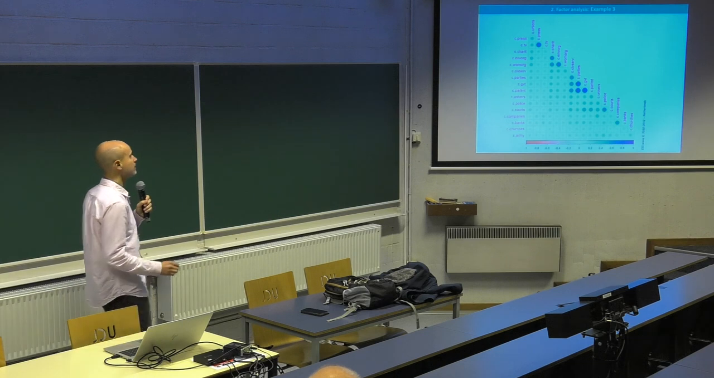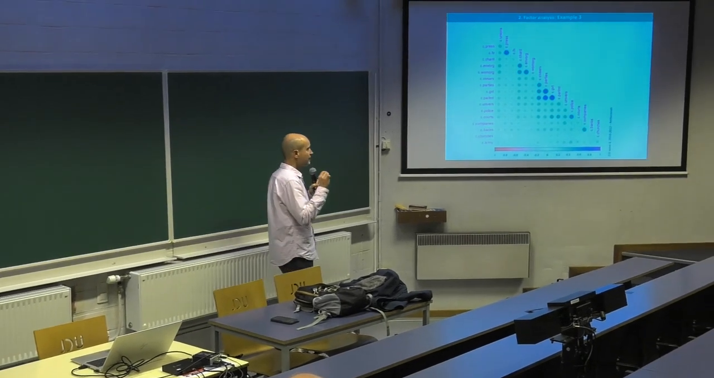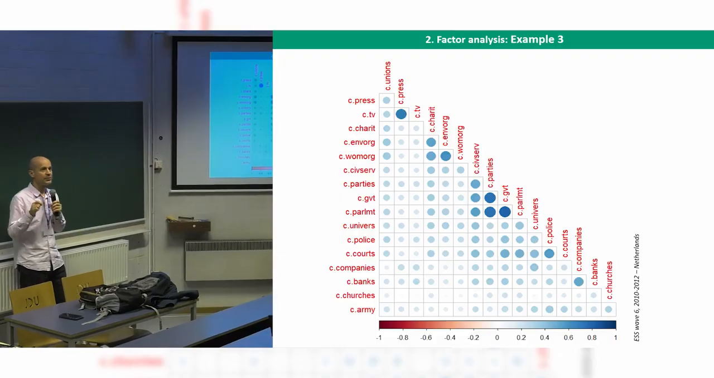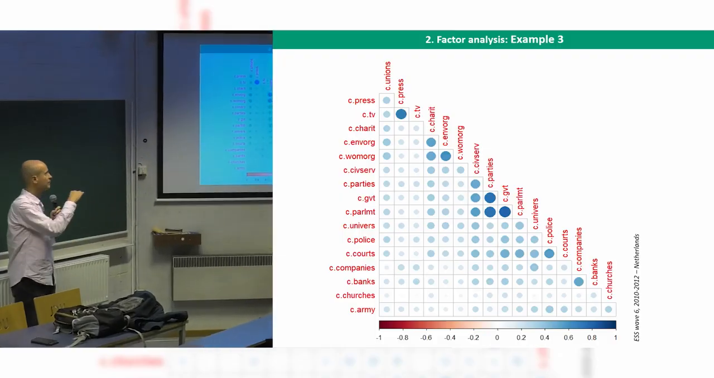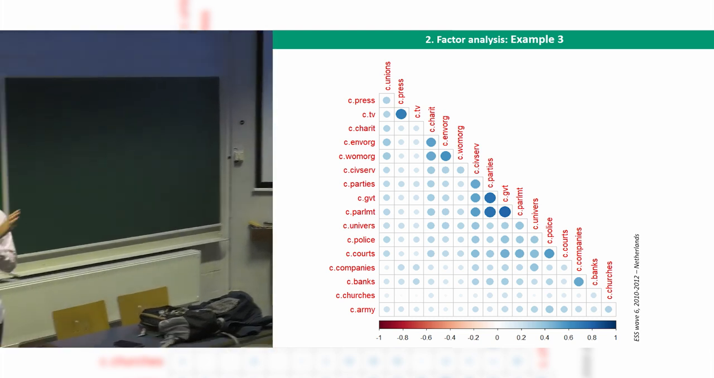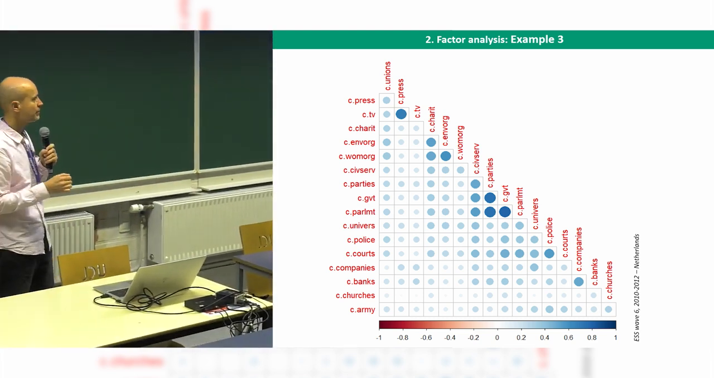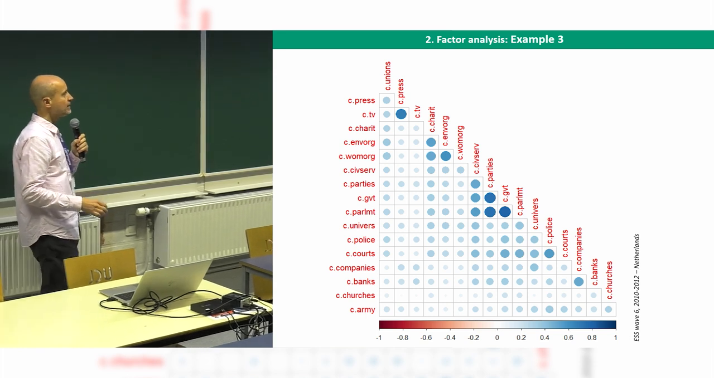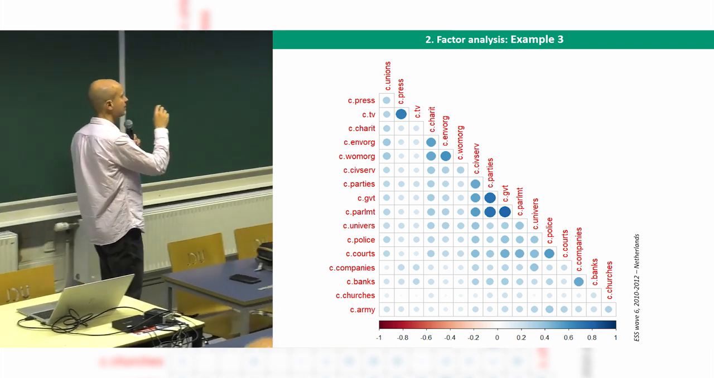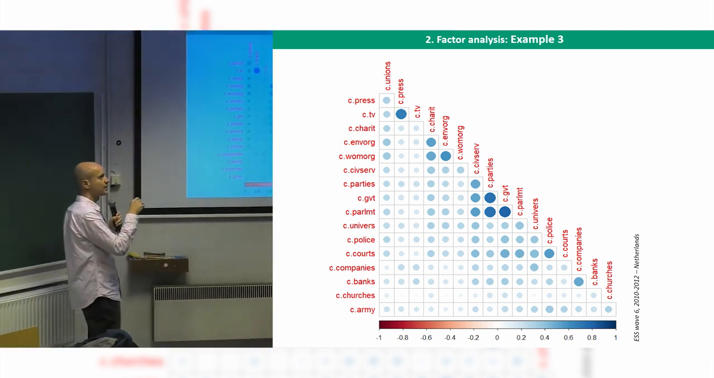Another example is about confidence in kinds of institutions. So here we have 20 types of institutions in the same country, and the same period, the same data, European social survey. And you can see some clusters already. So this is a structured correlation matrix.